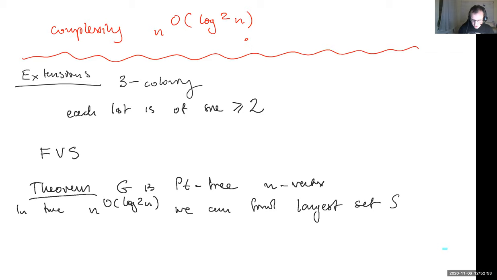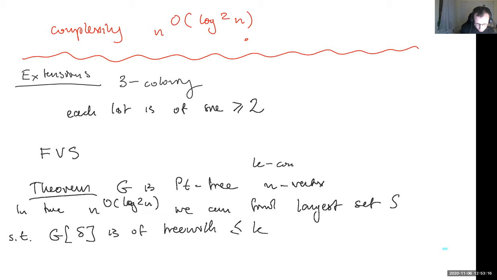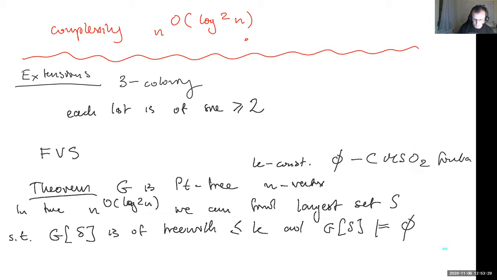But here, of course, this also works for the weighted version. I just said largest, not to introduce any more notation about weights, but set S such that G of S is of tree width at most K, where K is a constant. And G of S satisfies some CMSO2 formula. So I can solve plenty of problems this way, using more or less the same approach. Let me just mention one more generalization.